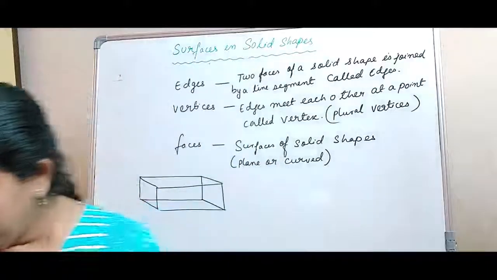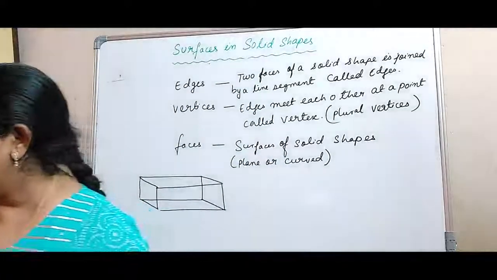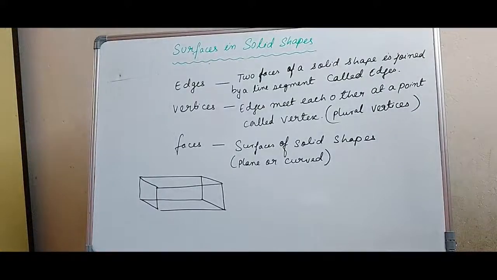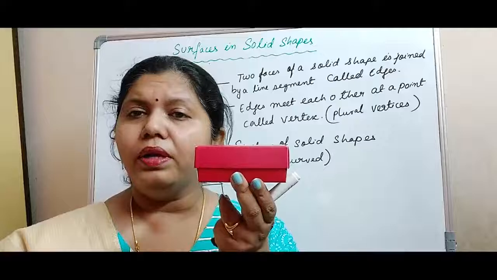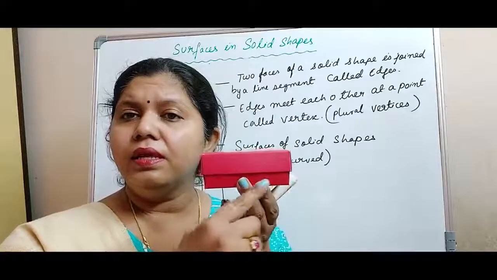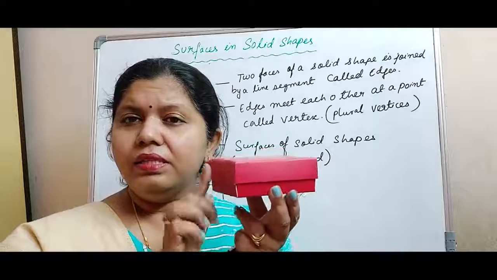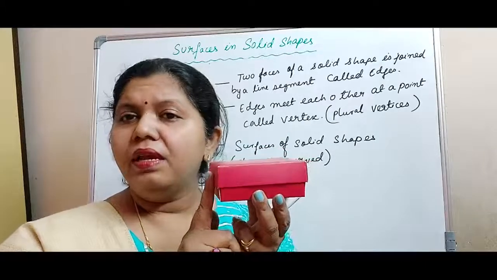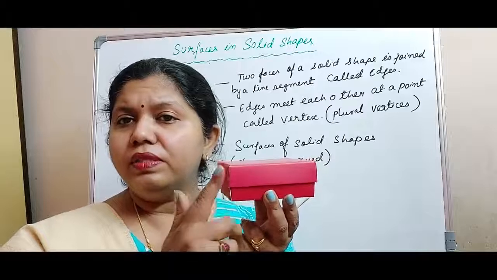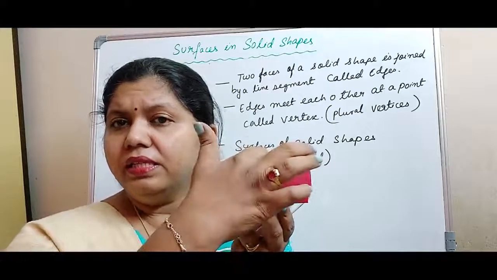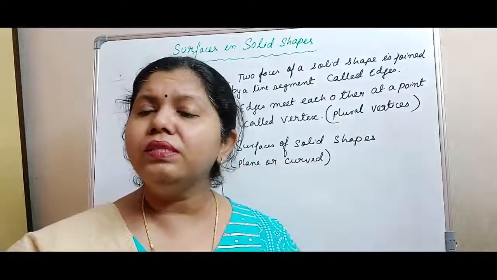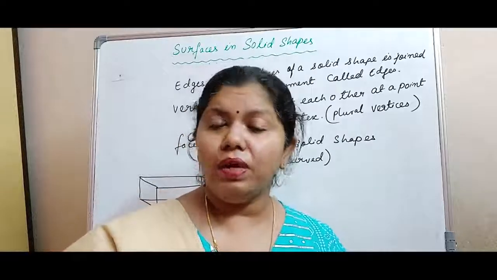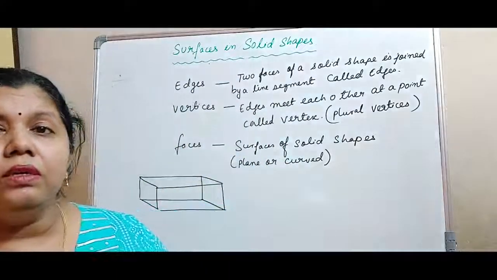Similarly, I can take the example of a cuboid. Say for example, this looks like a cuboid. You can see here, this is a flat face. This is also a flat face, and these two flat faces are joined with this straight, vertical line, and this flat face and this flat face are joined with this horizontal line. So these horizontal lines and vertical lines are called the individual edges of the solid shape.